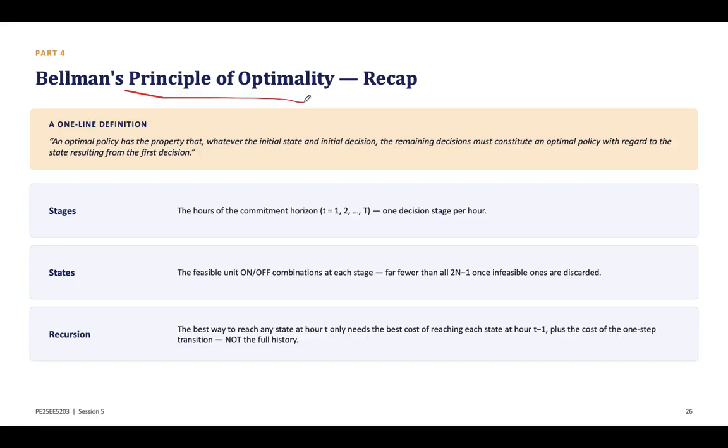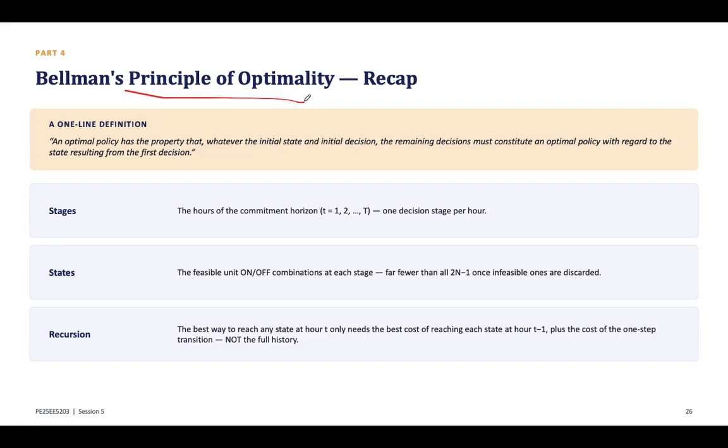So Bellman's principle of optimality provides the theoretical foundation for dynamic programming. Once the system has reached a particular state, the remaining decisions must be optimal with respect to that state. The complete history that produces the state does not need to be re-optimized if the state itself contains all information relevant to the future. So in unit commitment, the stage is naturally represented by time, hour 1, hour 2 and so on for the sequence of decisions.